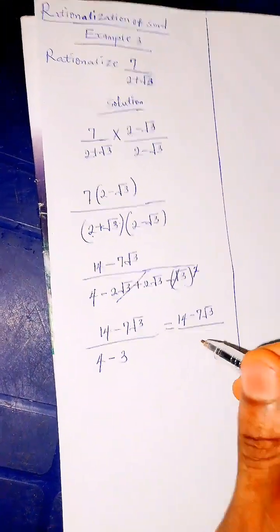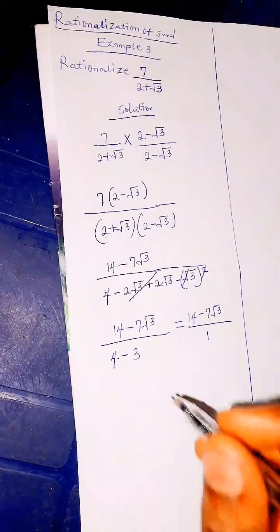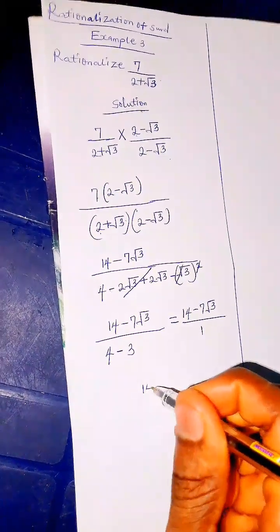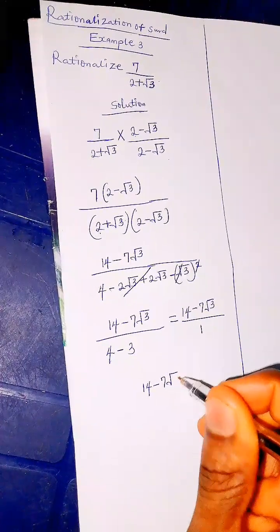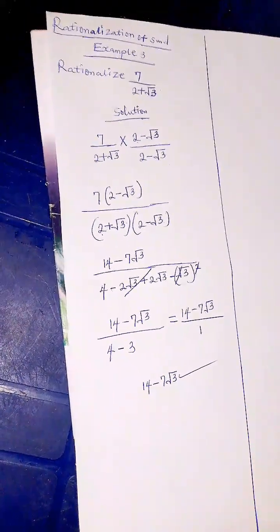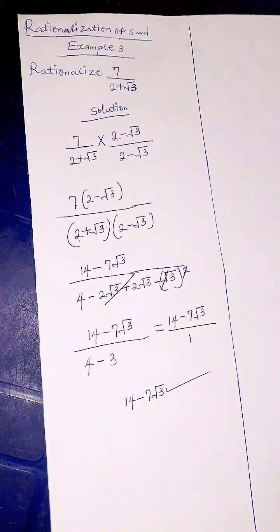4 minus 1 is what? 1. Anything divided by 1 is what? That's a number. So our answer will remain like this. This is the answer to this kind of question.